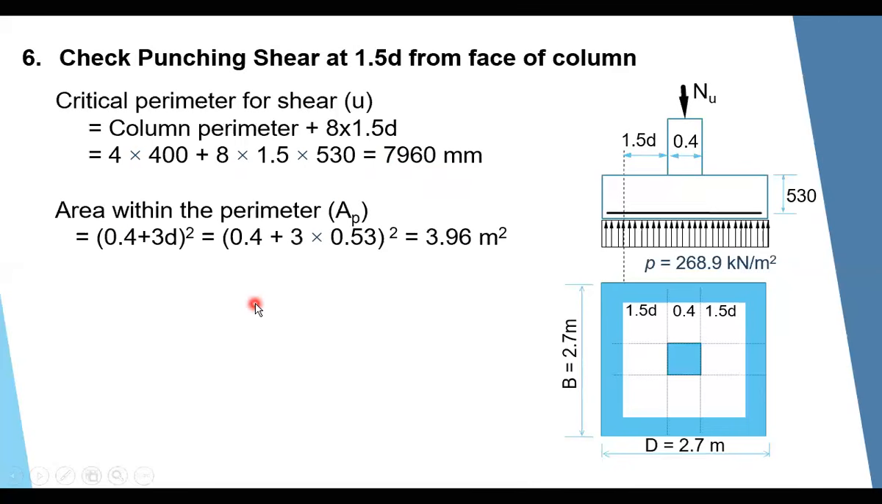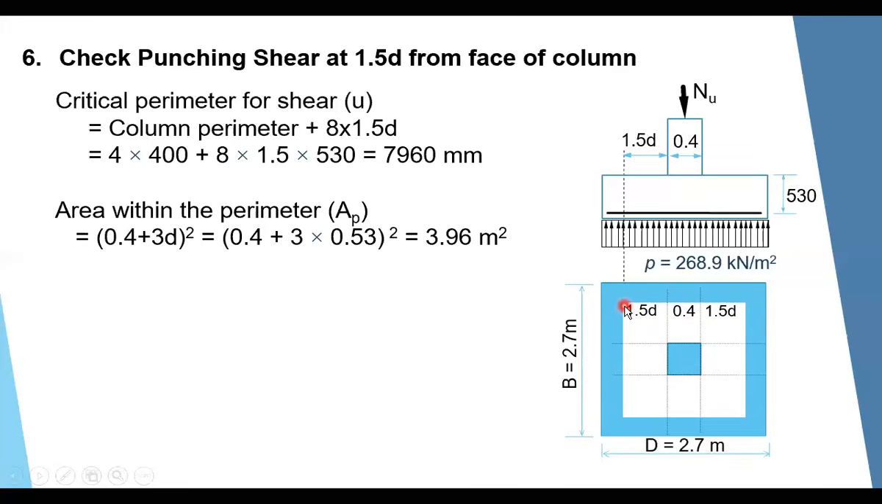Then we have to get the area within this perimeter here. We can say punching area, or AP. What will this be? It will be this distance times this distance, because it is a square now. So it equals horizontal times vertical. Even if you have a rectangular column, this is a rectangular area, so it will be this dimension times that dimension here. So it will be 0.4 plus 3D, 1.5 here plus 1.5.